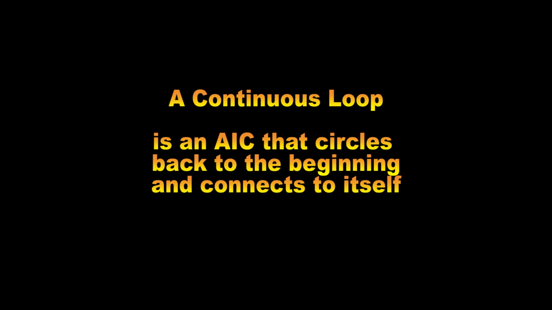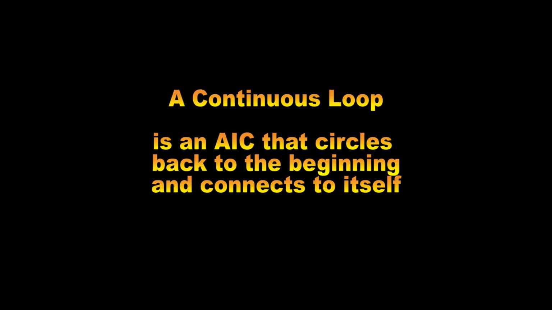Welcome back. Well, we're on the home stretch now in this complete course, and today we're going to begin learning about one of the coolest and most powerful solving techniques of all. And I'm talking about continuous loops. A continuous loop, just like its name implies, is an AIC that circles back to where it started and connects to itself. And it does this in such a perfect way that once it is constructed, you cannot really tell where the beginning or the end is. The logic just goes round and round.